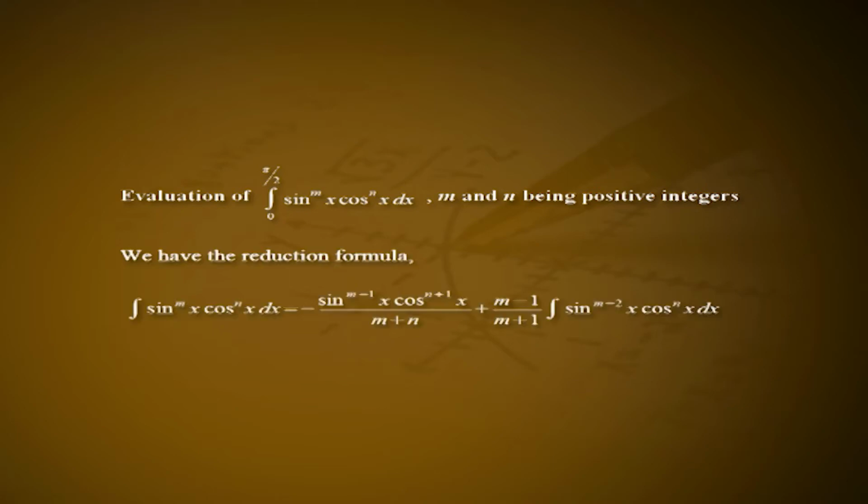Evaluation of the integral from 0 to π/2 of sin^m x cos^n x dx, m and n being positive integers. We have the reduction formula: the integral of sin^m x cos^n x dx is equal to minus sin^(m-1) x cos^(n+1) x divided by (m+n), plus (m-1)/(m+n) times the integral of sin^(m-2) x cos^n x dx.